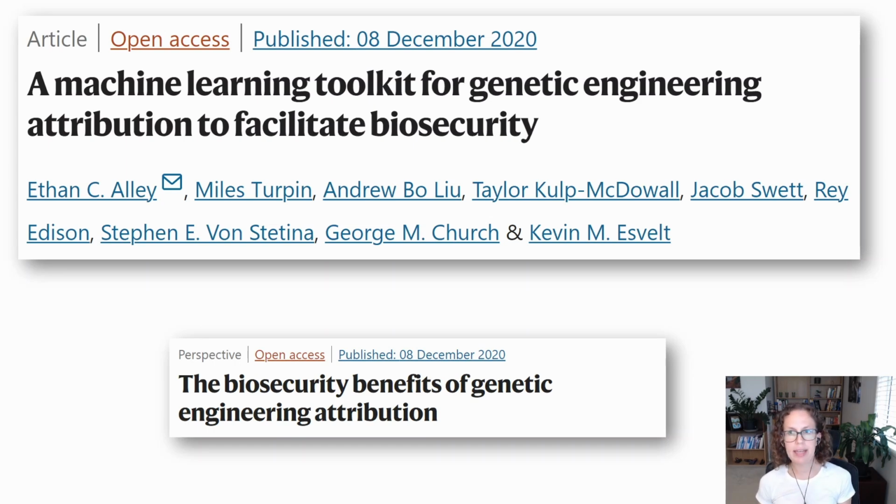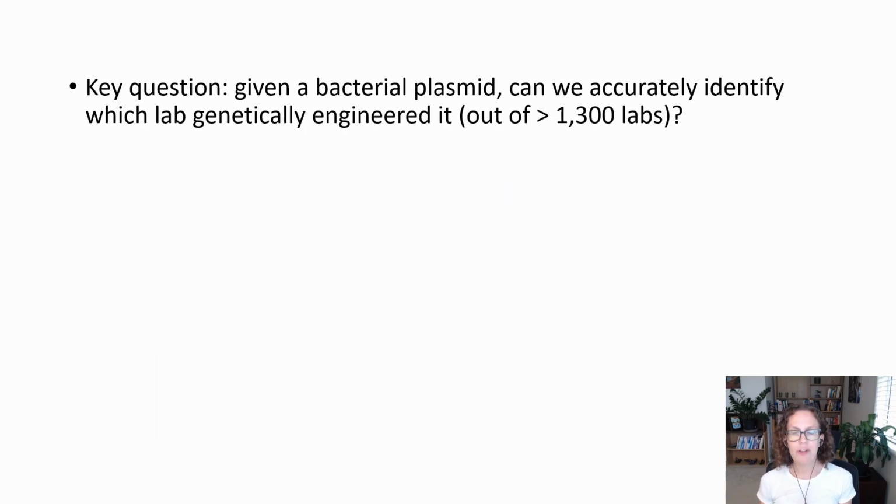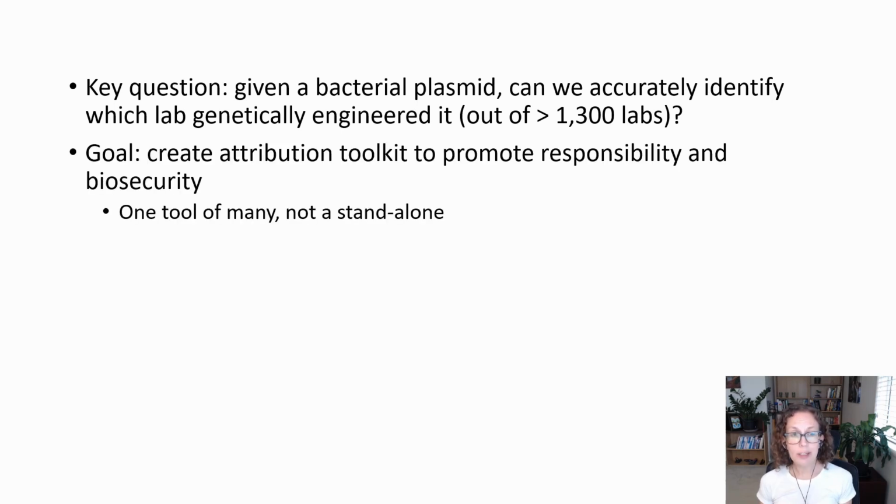This was published at the same time as an accompanying perspective paper on the biosecurity benefits of genetic engineering attribution. The key question the researchers asked is, given a bacterial plasmid, can we accurately identify which lab genetically engineered it out of over 1,300 labs? The goal is to create an attribution toolkit to promote responsibility and biosecurity. And the authors are clear that in a forensic investigation, this should just be one tool of many used. It is not intended as a standalone.